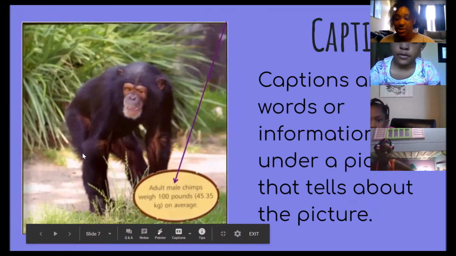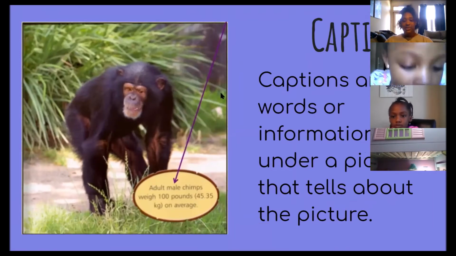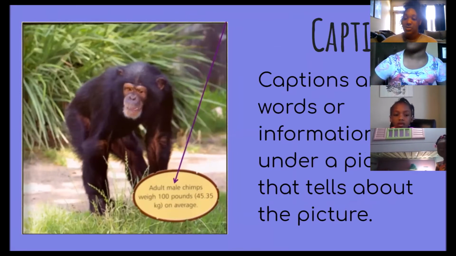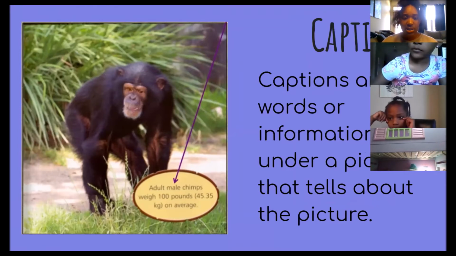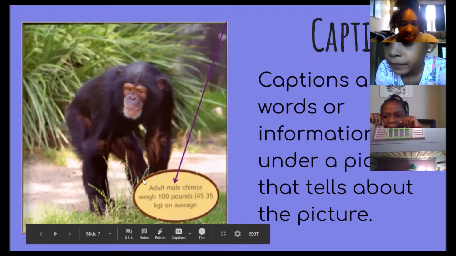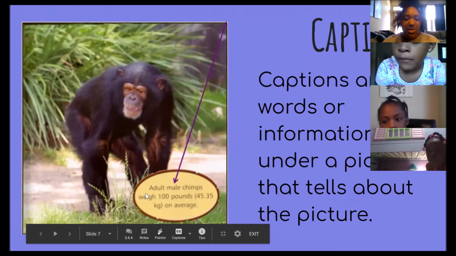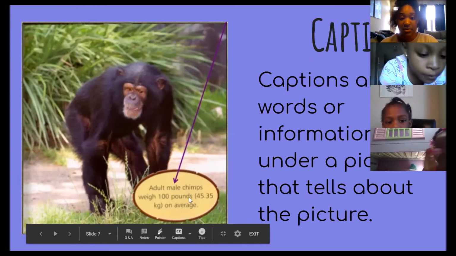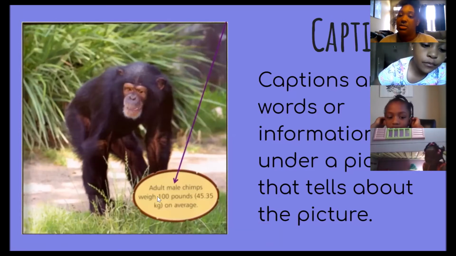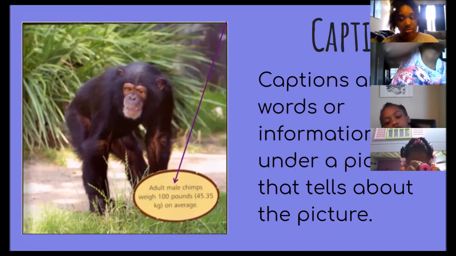All right, captions. We kind of talked about this when we were in school. Captions are words or information under a picture that's going to tell you about that picture. So look at this example here. You see this chimp? Down here in this circle, there's some words. And it says adult male chimps weigh 100 pounds on average. So those little words or sentences under a picture are called captions. And it's telling me about that picture.